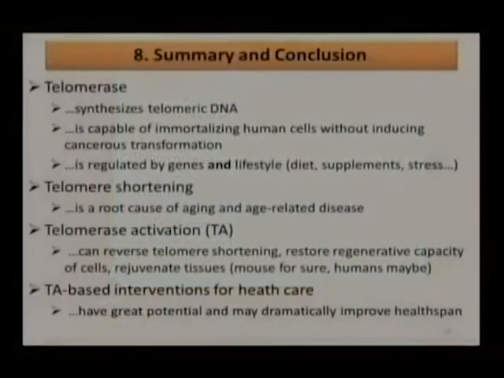Okay, so just in summary, telomerase, key points: it synthesizes telomere DNA, is capable of immortalizing human cells without inducing cancerous transformation, and it's regulated by genes and lifestyle. Telomere shortening is a root cause of aging and age-related disease. Activation of telomerase can reverse telomere shortening, restore regenerative capacity of cells, rejuvenate tissues. We know that in mouse for sure, and in humans, at this point, till the randomized studies come out, I would say maybe, or I might be encouraged to say likely. And TA-based interventions for healthcare actually have, in my opinion, really great potential and may dramatically improve health span.